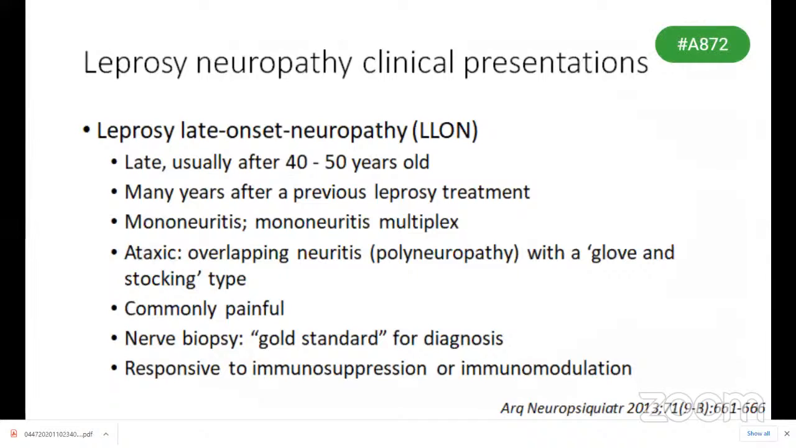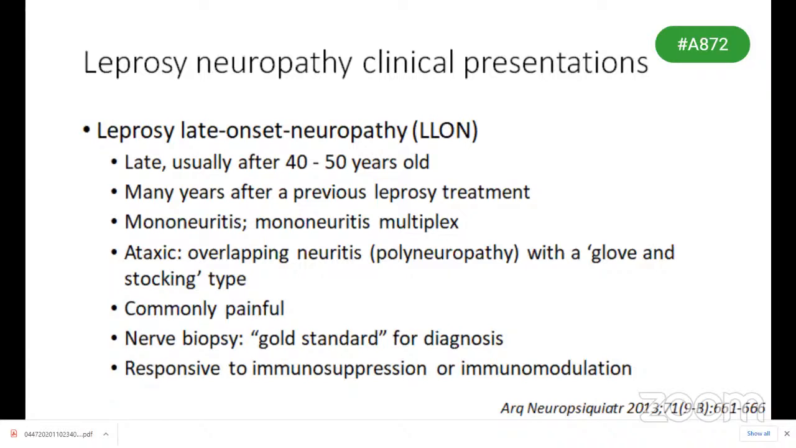So remember, late onset leprous neuropathy is not the pure neuritic leprosy that we were talking about. We're talking about late onset leprous neuropathy. It's a disease which comes late, maybe in 40 to 50 year old people, many years after a previous leprosy treatment. Usually it is a mononeuritis or mononeuritis multiplex. Unlike typical leprosy, this may be an ataxic neuropathy. There may be a glove and stocking pattern. It is a painful neuropathy. Remember, unlike leprous neuropathy, which is not painful, this is late onset leprosy. This is a different neuropathy.